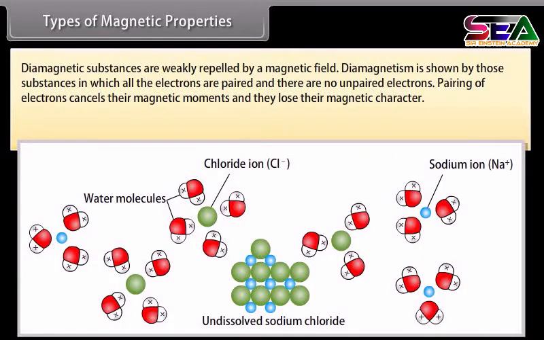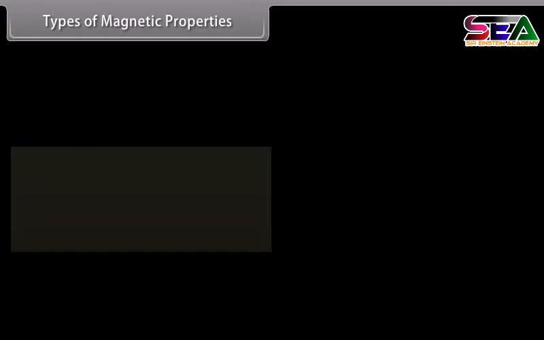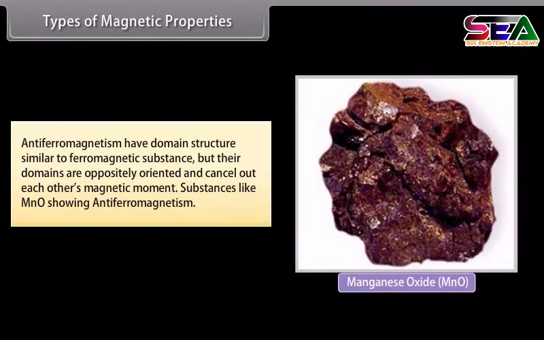Diamagnetic substances are weakly repelled by a magnetic field. Diamagnetism is shown by those substances in which all the electrons are paired and there are no unpaired electrons. Pairing of electrons cancels their magnetic moments and they lose their magnetic character. H2O, NaCl, and C6H6 are some examples of such substances. Antiferromagnetic substances have domain structure similar to ferromagnetic substances, but their domains are oppositely oriented and cancel out each other's magnetic moment. Substances like MnO show antiferromagnetism.